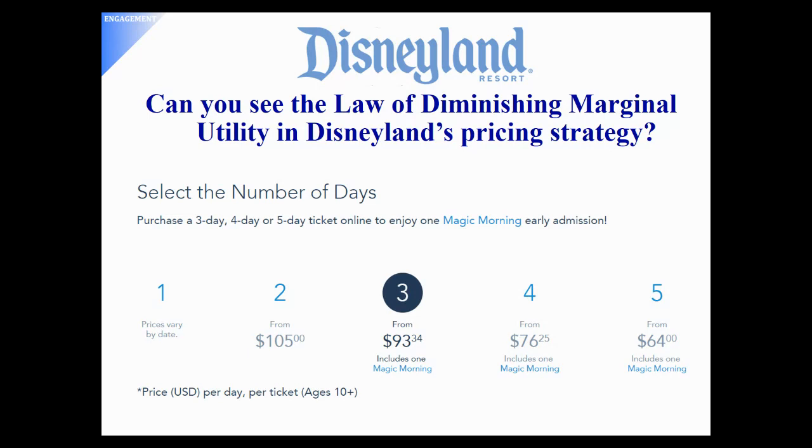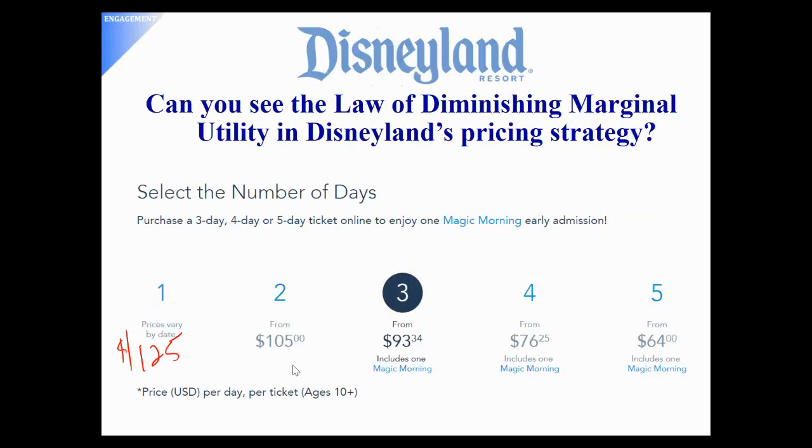Now, Disneyland, they know this. They know that if, let's say, they charged $125 for a 1 day ticket, they know that if they charge $125 every day, you're not going to go in and go shopping. But if they lessen the price every day, the more days you're willing to go, they know that your satisfaction diminishes the second, the third, the fourth day. So they lessen the price, to try to convince you to buy tickets for more days.